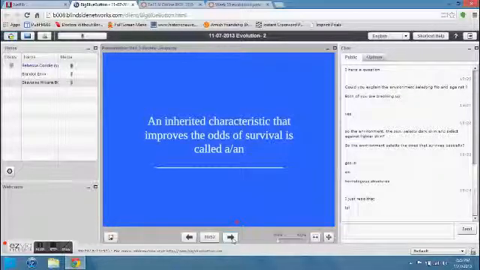Alright, next one. An inherited characteristic that improves the odds of survival is called an... Bueller. I couldn't help it.